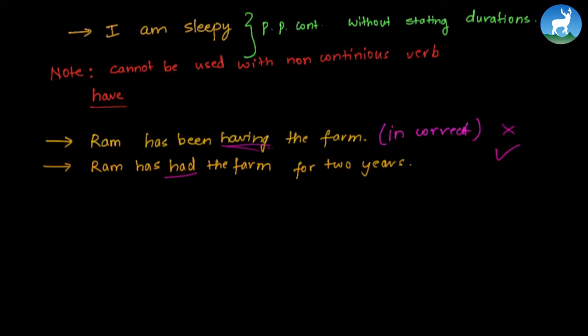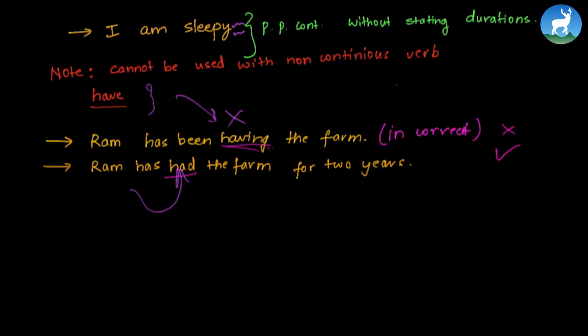We can also use the present perfect continuous tense without stating durations, right? So we can say that I am sleepy, I am tired. Here we do not use any time duration. So we can use the present perfect continuous tense, then I am sleepy. And you should notice that it cannot be used with a non-continuous verb. For example, have is a non-continuous verb, so you cannot use having. Instead, you should use the form had, as I said earlier.